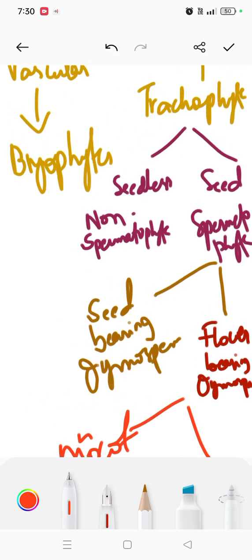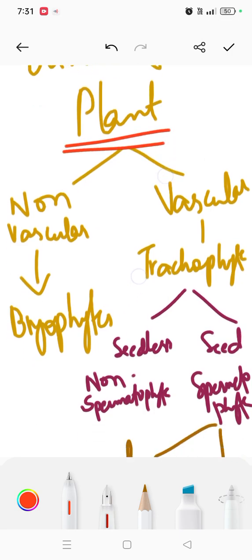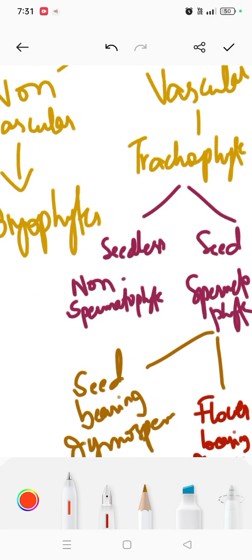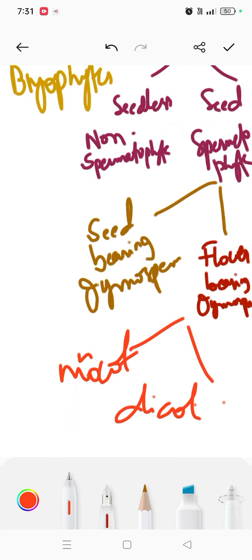So here is the entire flow chart. Plants first have non-vascular bryophytes and vascular pteridophytes. These pteridophytes have two types: seedless and seed. The seedless are called non-spermatophyte, and the ones who have seed are called spermatophyte. Then these spermatophytes divide into seed-bearing gymnosperm and flower-bearing angiosperm. Then this angiosperm is divided into monocot and dicot. So this is the entire overview, and I'm sure it's clear to you.